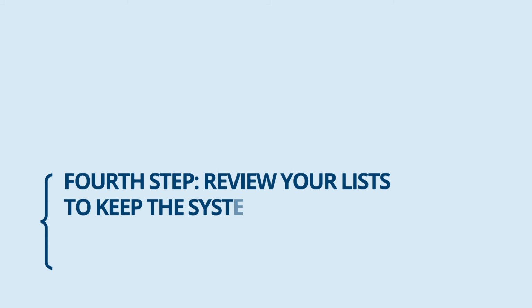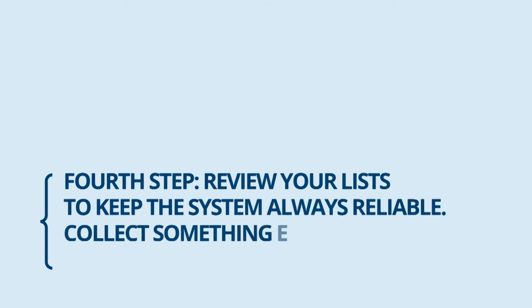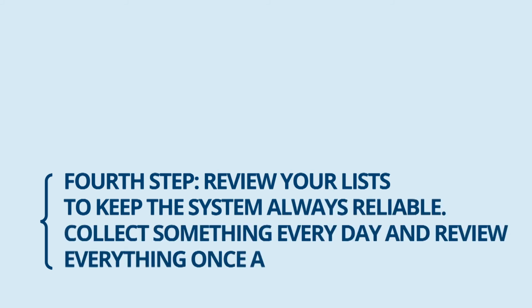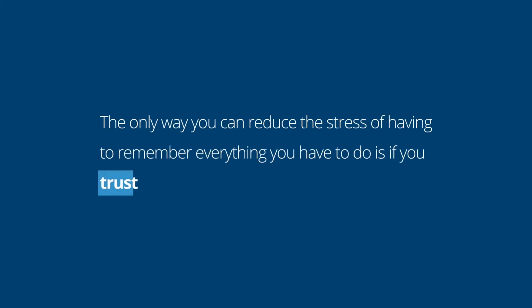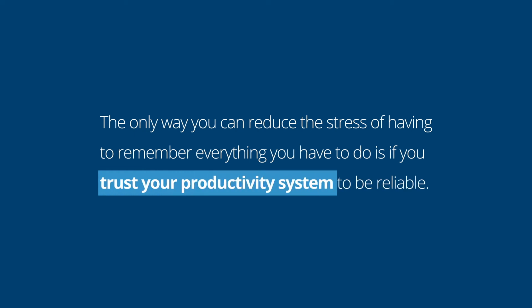The fourth step is to review your lists to keep the system always reliable. You have to collect something every day and review everything once a week. The only way you can reduce the stress of having to remember everything that you have to do is to trust your productivity system to be reliable. And to do this, you need to do two things. You have to collect everything that appears in your life in that system, and you also need to review it once a week to ensure everything is in its place.